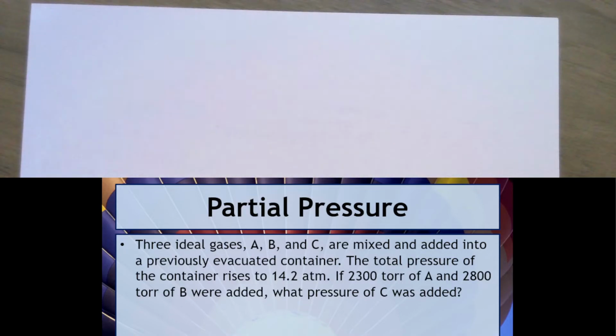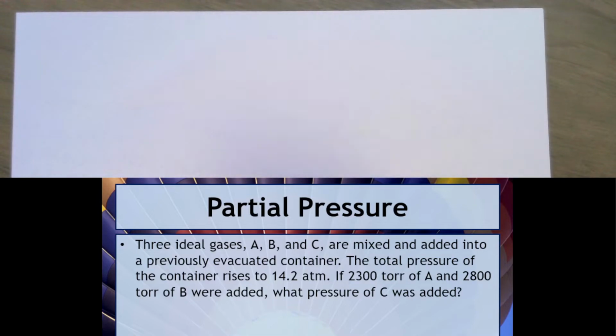3 ideal gases, A, B, and C, are mixed and added into a previously evacuated container. Previously evacuated just means it was empty beforehand. You'll get a lot of science lingo like that in problems like these. Previously evacuated rigid container just means a container with no holes in it that works perfectly and is a vacuum beforehand. But basically, you just ignore it. It just means you don't have to consider the container in the problem. The total pressure of the container rises to 14.2 atmospheres with all 3 gases in it. If 2300 torr of A and 2800 torr of B were added, what pressure of C was added?